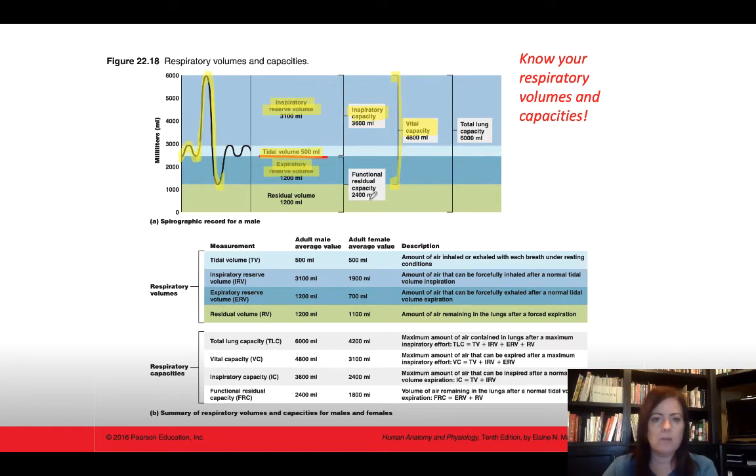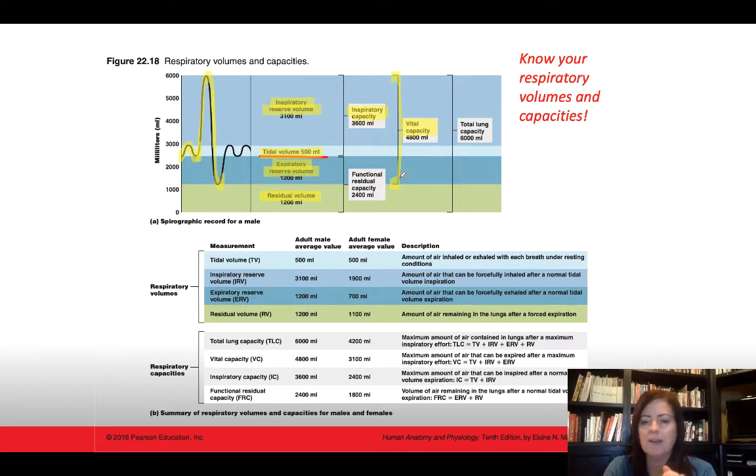We can also look at this number here. I think this is kind of interesting. This is your residual volume. If you think about what that means, residual volume is basically the amount of air left in your lungs at any point in time. You can't get it all out. There's always a little bit of air that's left in your lungs, and that's residual volume.